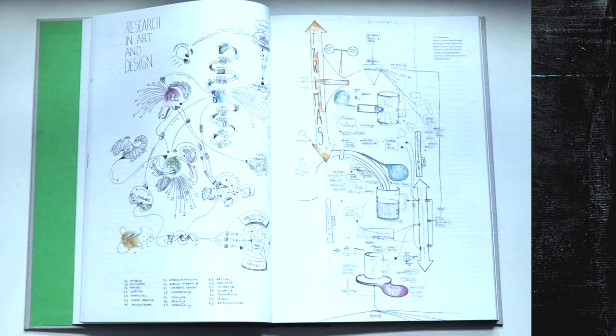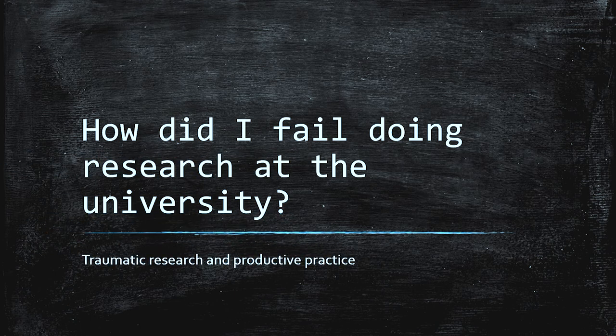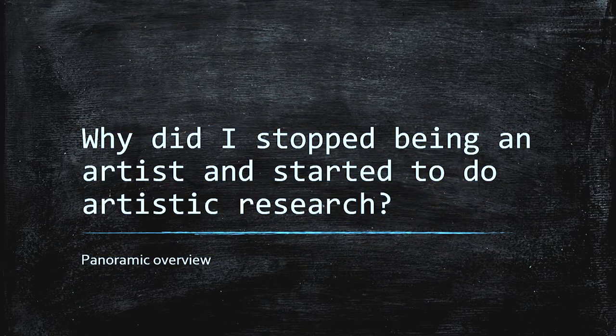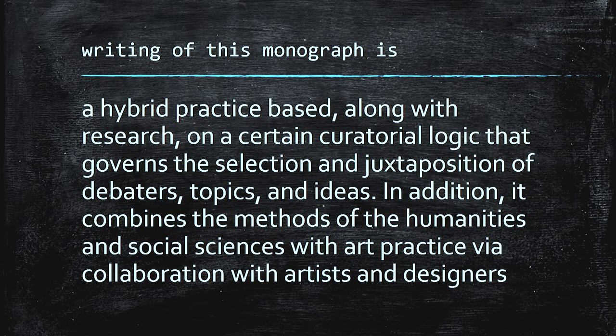And you see this diagram looks much nicer in the book, and it's difficult to present it on the screen. Actually, this is also an account of how they failed doing research at the university, in a traditional university, and why I stopped being an artist. But what I like is that writing this monograph is a hybrid practice, and it's based along with research on a certain curatorial logic that governs the selection and juxtapositions of debaters, topics, and ideas. In addition, it combines the methods of humanities and social sciences with art practice via collaboration with artists and designers. So basically, this book involves a lot of epistemic communities and various methods.